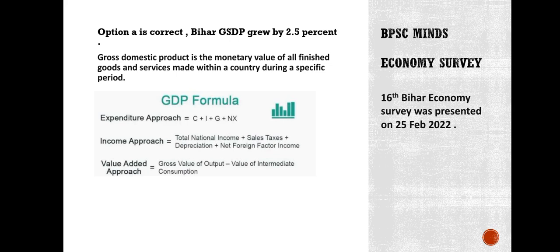Sales tax में taxes हो गए. Then the depreciation of the tangible goods that tends to deteriorate with a given period of time. So depreciation, we have to add depreciation. And the final one is the net foreign factor income. The net foreign factor income is the difference between the total income that a country's citizens and companies generate in foreign countries minus the total income the foreign citizens and companies generate in the domestic country.